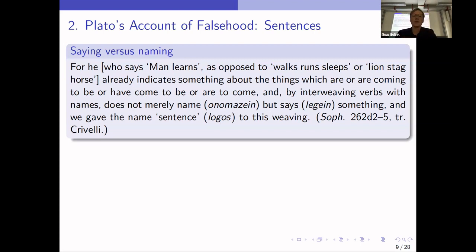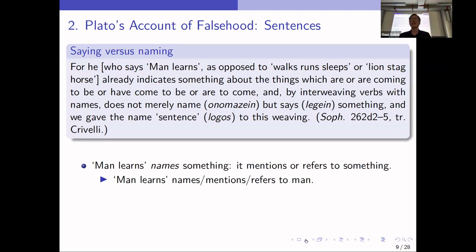Now I take the point here to be that the sentence man learns, as opposed to the successions of merely verbs or merely names, not only names something, but also says something. What is very clear is that the successions of merely verbs and merely names do not say anything. What is, I think, left somewhat indeterminate is whether these successions name something. But in any case, the sentence both names and says something. And I take it that in this context, naming something amounts to mentioning or referring to something.